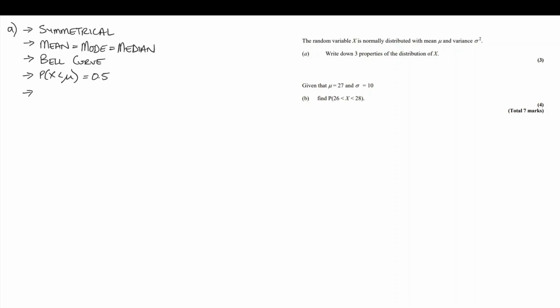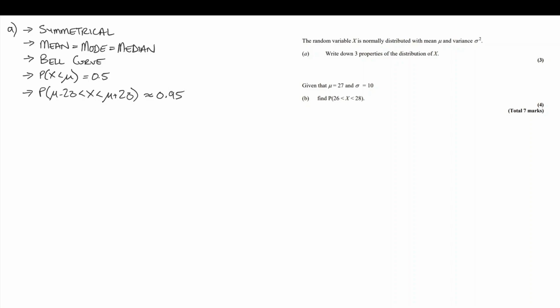And finally, we can also talk about the fact that in between two standard deviations, we have 95% of the data. So we can talk about the two standard deviations being approximately equal to 0.95. We could talk about three standard deviations, 99.7. We can talk about one standard deviation being 68%. So it's only asked for three properties, but I was on a roll, and here's all the properties that we could refer to.